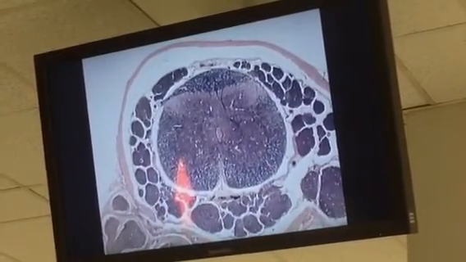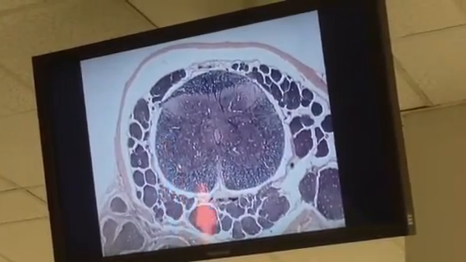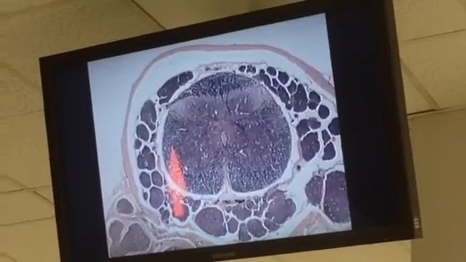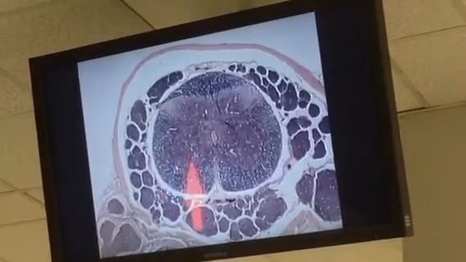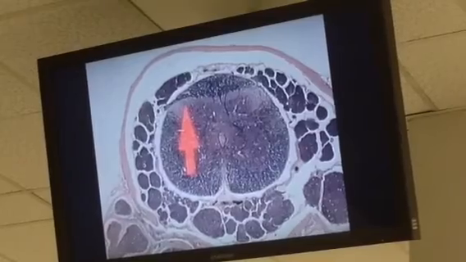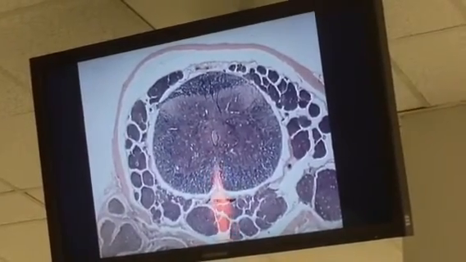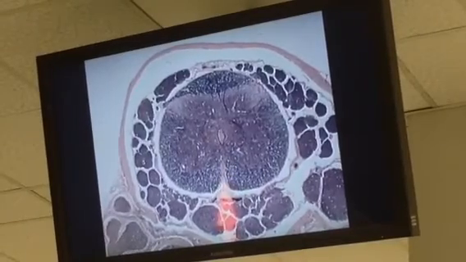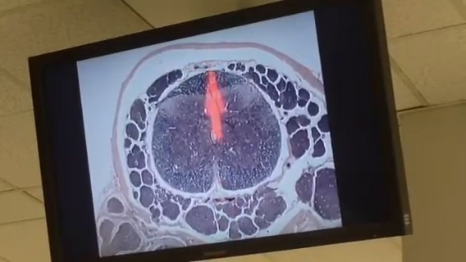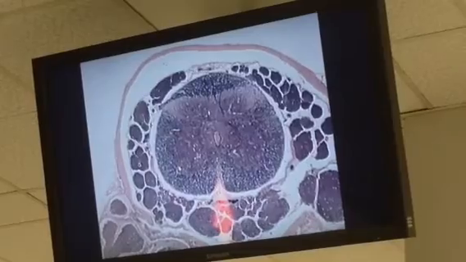Notice how thin the white matter is by comparison to all the other levels of the cord that we just looked at. And here's the ventral horn, here's the dorsal horn, central canal, and this space in the middle of the ventral midline is called the ventral median fissure. You don't have one dorsally, just ventrally. Ventral median fissure. So that's the first slide.